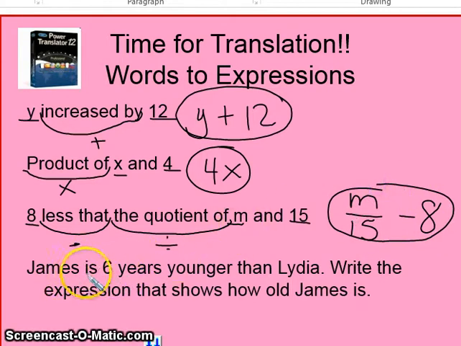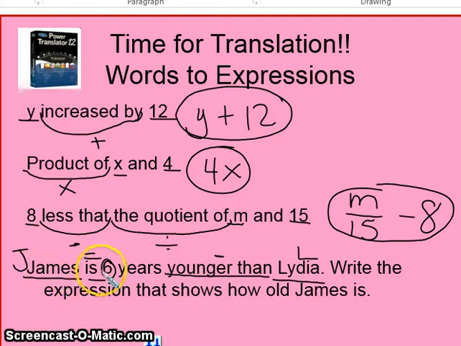Here we have James is 6 years younger than Lydia. Write the expression that shows how old James is. Okay, so we have two unknowns here. We have James's age and we have Lydia's age. Now I'm going to write James's age as J and Lydia's age as L. Okay, is tells me that I'm going to have an equals, because equals is are the same as. Here's a 6. I'm going to need that in my expression. And he's 6 years younger than. Younger than tells me that I'm going to need to subtract.